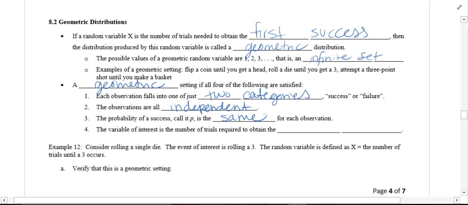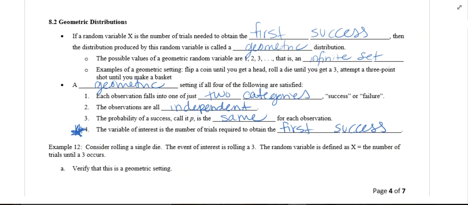The 4th one is that we know our n. We know how many times, like for example, flipping a coin. I know I'm going to flip a coin 5 times and I'm going to look at the number of heads that occur. The difference with geometric is we don't know that we're flipping the coin 5 times. Here, we're going until we get a head. We're going until we have our first success. So this is the one that's very different. The variable of interest is the number of trials required to obtain the first success.